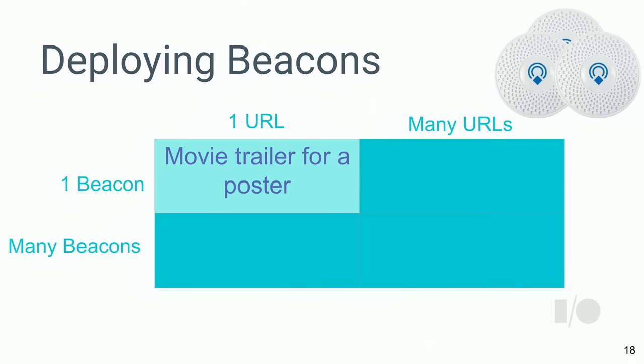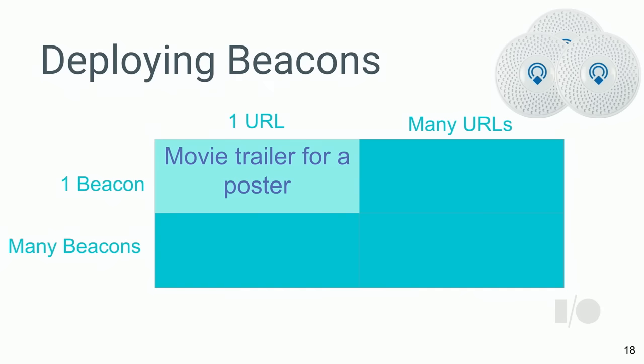OK, you've configured the beacon. How do you actually physically deploy the beacon in the real world? Now, the complexity of your deployment will depend on two things. Firstly, how many beacons you need to deploy. And secondly, how many distinct URLs you need to support for your particular application. So this table shows the various combinations, and we'll go through those.